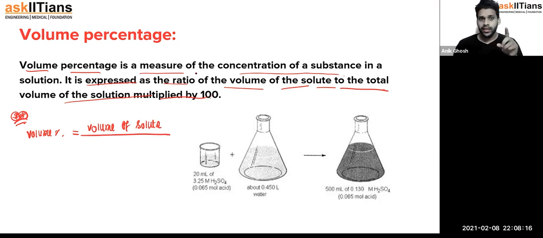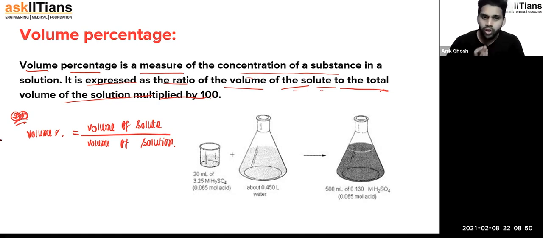What are they saying over here? The concentration of a substance is expressed as the ratio of the volume of the solute to the total volume of the solution. Previously it was the mass of solute in the total mass of a solution. Now it is the volume of the solute in the total volume of a solution. This is called volume percentage. So the same question may come in different phases, like the volume of solute and volume of solution.